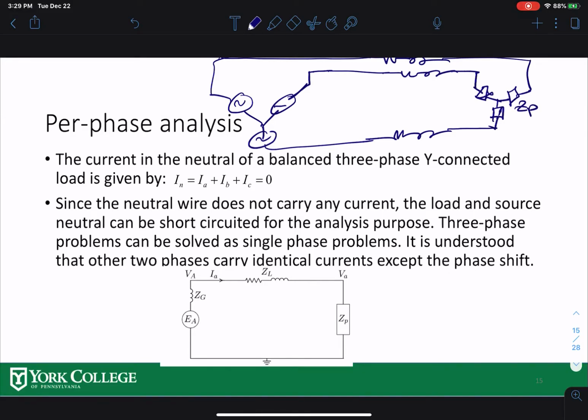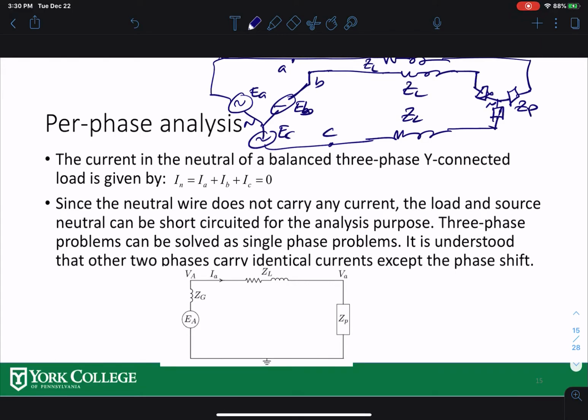Let's say this is my terminal A, this is my terminal B, and this is my terminal C. Then here we have EA, EB, EC. You all know that they have the same magnitude, but they are apart from each other by 120 degrees. The load also has the same magnitude, apart by 120 degrees, and the line impedance is the same everywhere here.